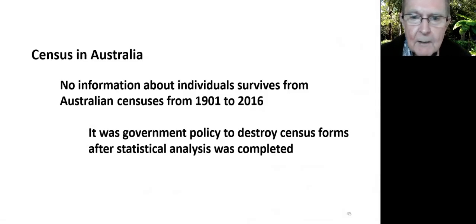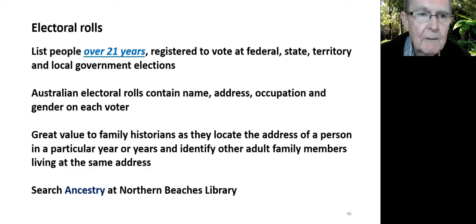Census in Australia is interesting and very different from a lot of other countries, where no information about individuals survives from the censuses from 1901 to 2016. It's government policy to destroy all of the forms after statistical analysis was completed. We do have electoral rolls, however, but they have a weakness that they only record people over 21 years of age.